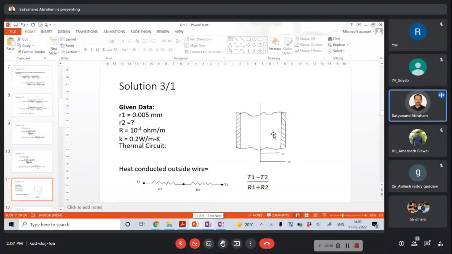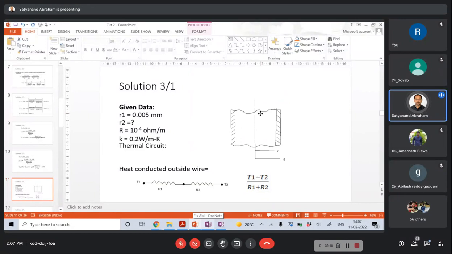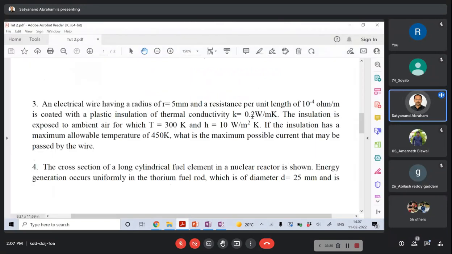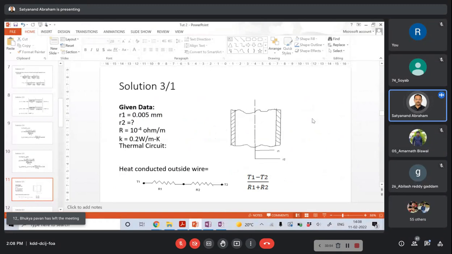But what is the critical radius? What is the equation for critical radius? Can anyone tell me? K by h. K by h. Very good. So what is K by h over here? K is equal to 0.2 and h is equal to 10, right? So what is the radius? It is going to be 0.02 meter. Into 1000, that is 20 mm. Yeah. So we can say that the critical radius is 20 mm.